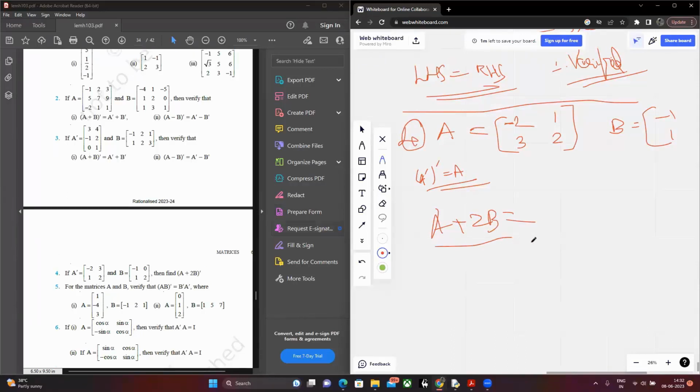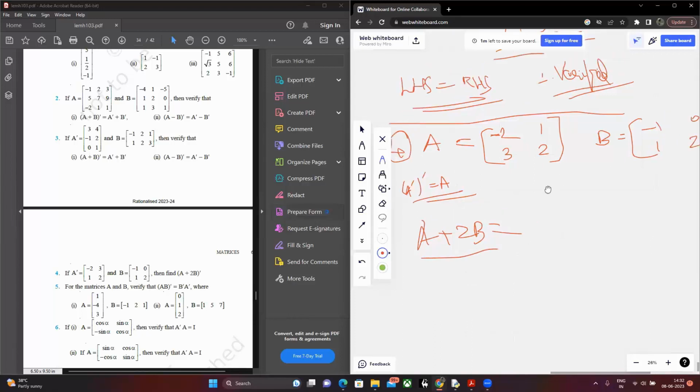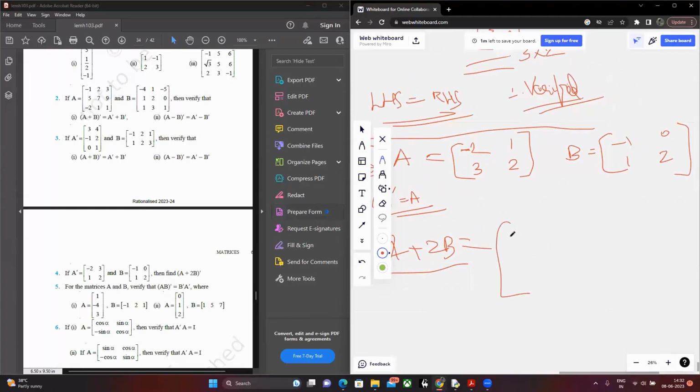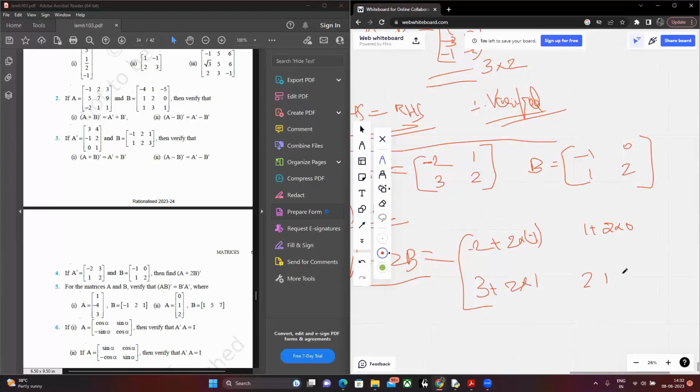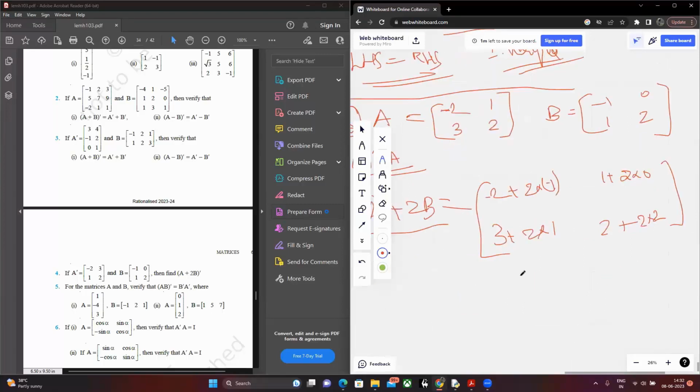For that, I need to figure out what is A plus 2B. That is going to be pretty easy to figure out. That is minus 2 plus 2 into minus 1, right? This is going to be 1 plus 2 into 0. This is going to be 3 plus 2 into 1. And this is going to be 2 plus 2 into 2, right? That is again, this is going to be minus 2 minus 2. That's minus 4. This is going to be 3 plus 2. That is 5. This is going to be 1. And this is going to be 2 plus 4, that is 6.